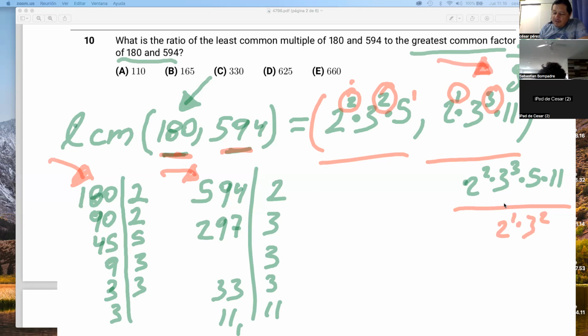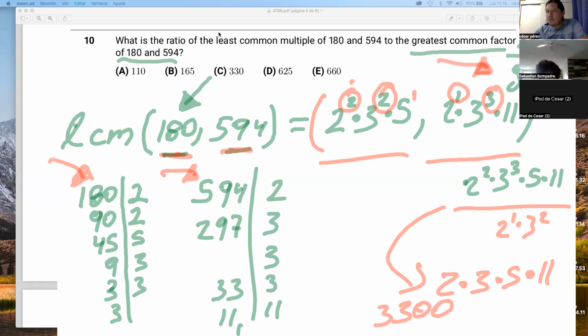If we simplify this, we will have 2 multiplied by 3 by 5 by 11. Okay. So I think that this will be 3/300. No. Only 1 0.